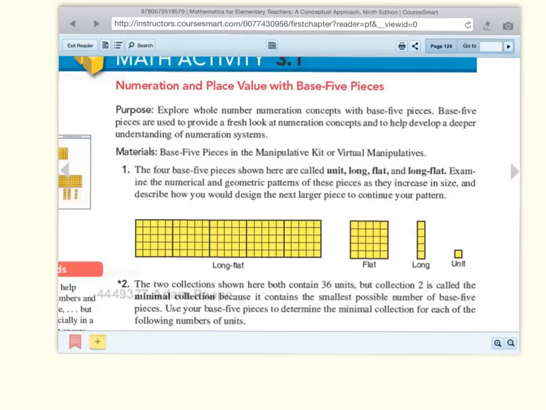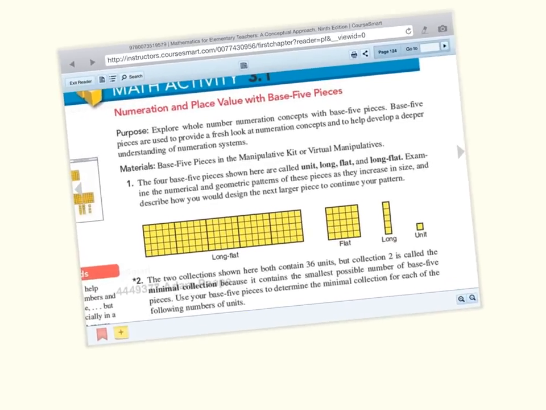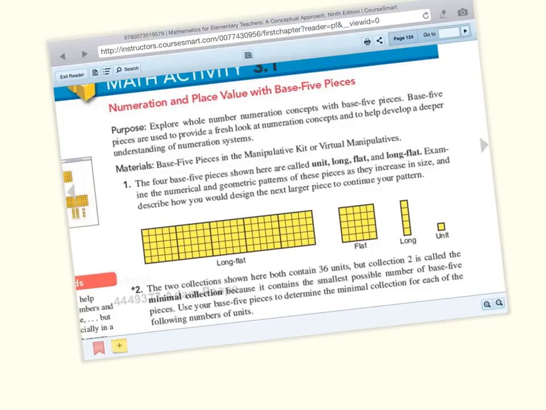And a long flat in the base 5 system will be 5 of the flats. So 1, 2, 3, 4, 5. So it's 5 of the 5 by 5s, which is 125 units. So we're very interested in interacting with what's called the minimal collection.